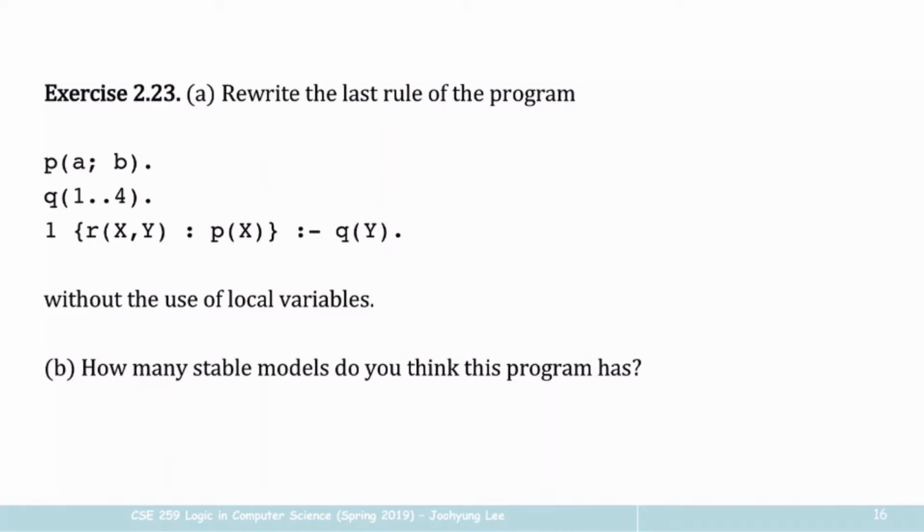All right. Here's an exercise problem, and let's actually do the first one together. So we are given this program, P of A, B, and Q goes 1 to 4. The first question is asking how can we rewrite this last rule here without using the local variables. So how can we do that?